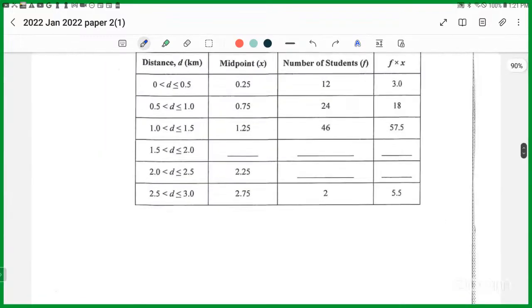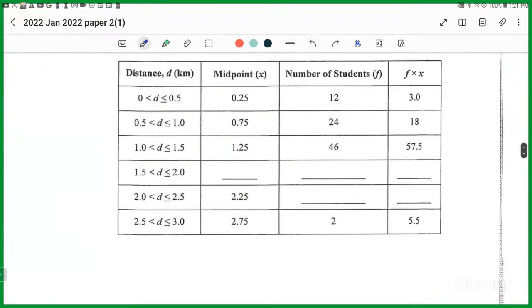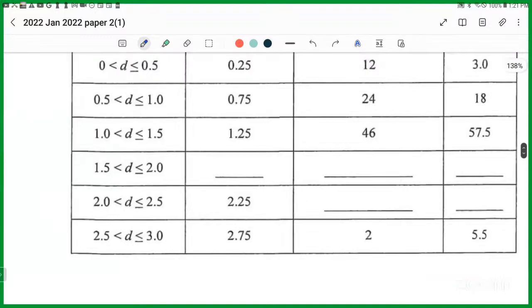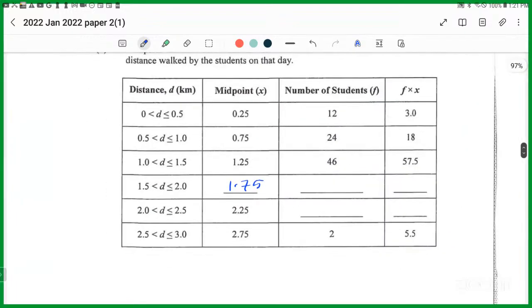We're going to add 0.5 to this and get 1.5, 1.75. That's the midpoint. Then now your frequency. What you want to know is the number of students in this range to fill in here, and the number of students in this range to fill in here. You can actually do it on the graph. You can look at how many students there were between 2 and 2.5, fill in here, and since you know the total is 150, you can just subtract.